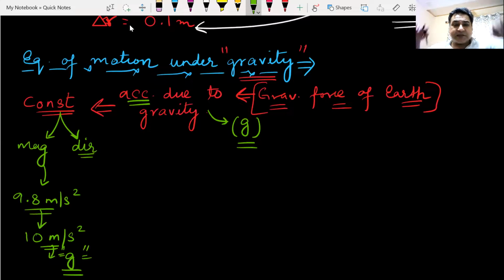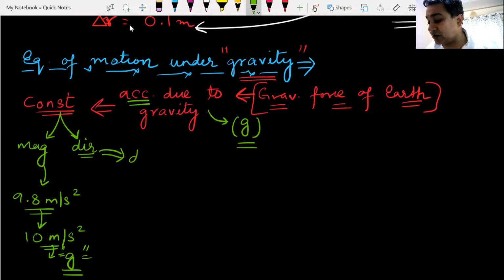Am I clear with this concept? Can I have raised hands? Everyone understand that g is constant, will be taken as constant. It is not constant, will be taken as constant. What about the direction of this g? Again, the direction also changes at different points. Trust me on this. But right now, at this point in time, what is the direction of g that we will take?